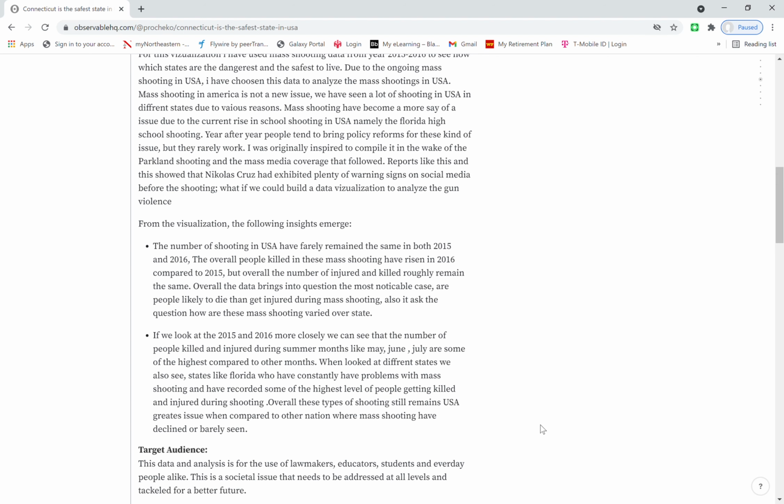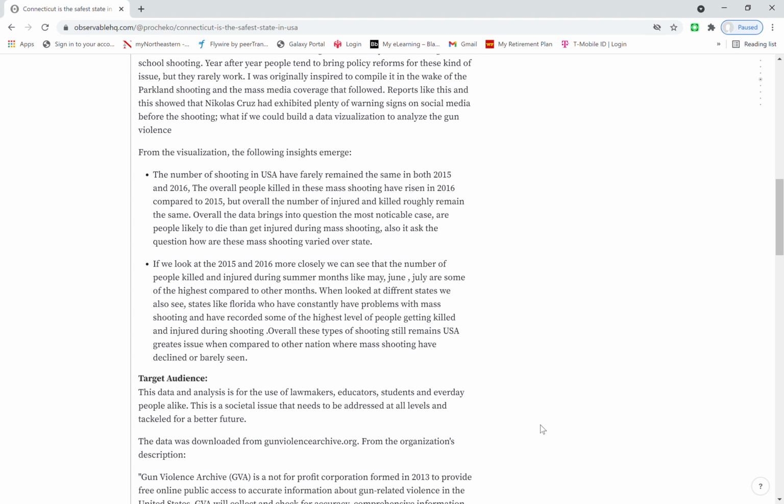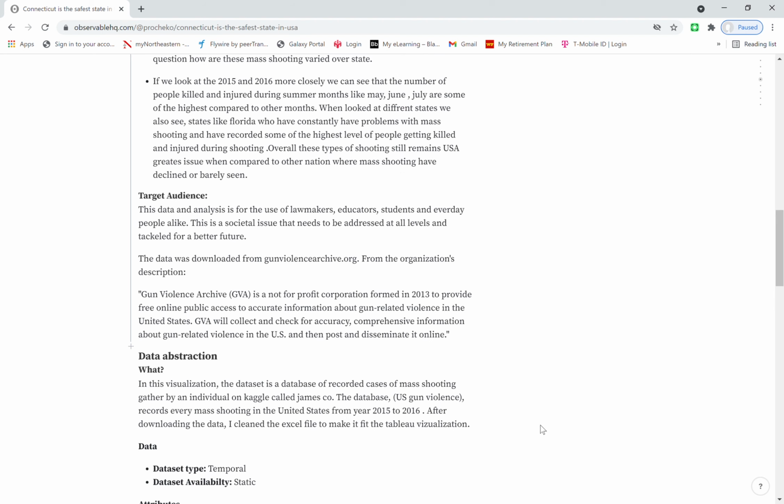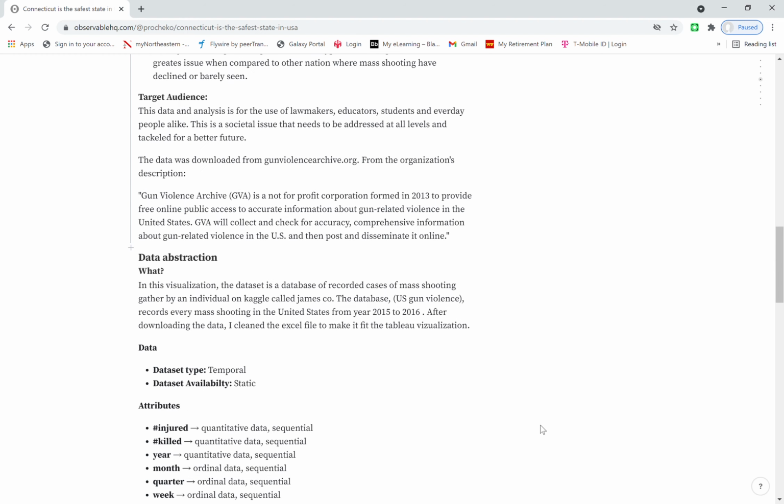If we look at 2015 and 2016 more closely, we can see that the number of people killed and injured during summer months like May, June, July are some of the highest compared to the other months. The target audience for this data set is lawmakers, educators, students, and everyday people alike. This is a societal issue that needs to be addressed at all levels and tackled for a better future. The data has been taken from Gun Violence Archive, which was uploaded to Kaggle.